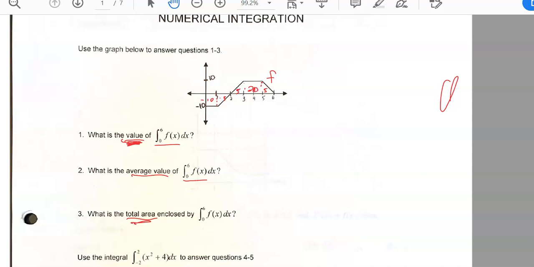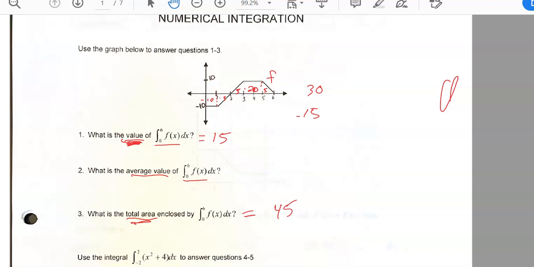Look at our graph. We've got 30 units of area above the x-axis. We have 15 units below the x-axis. Value is your net change. So if we were to combine these, the 30 and the negative 15, the value is 15. If we want the total area, then we're not concerned about our sign. We're just looking for how much area do we have. So that would be 45. It's like an absolute value idea.